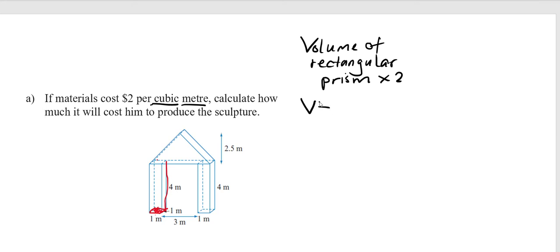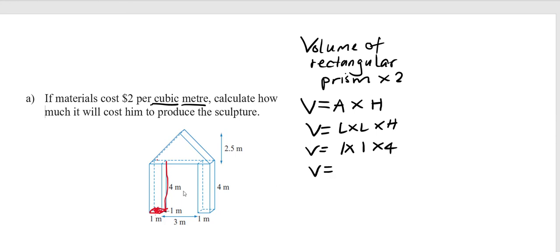So volume is equal to area of the cross section, the area of the square, times the height. The area of a square is just length times length, and then I've got to times it by the height, and the length I can see is 1 times 1. So 1 times 1, the height is 4. So the volume of one of these rectangular prisms is 1 times 1, which is 1, times 4, so 4 meters cubed. Okay, but I've got to double it. I've got 2 of them. I found the volume of 1, so double it. You can go 4 plus 4, or just times that by 2.